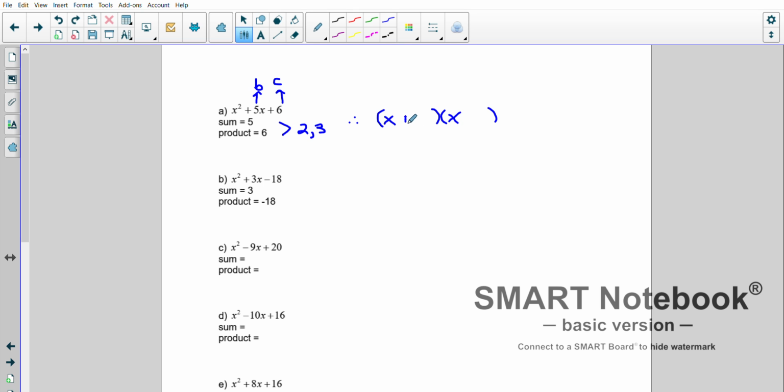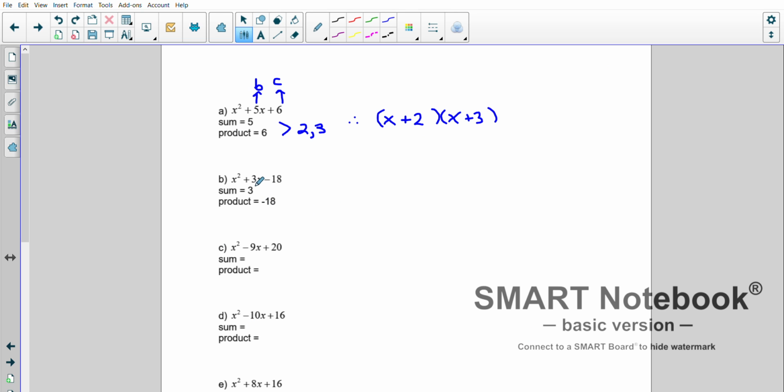One is plus 2, and the other one is plus 3. And that's it. You're done. That's all this lesson's about. Now, what are you going to do if you can't think of the numbers? I'll demonstrate what you could do in this next example.